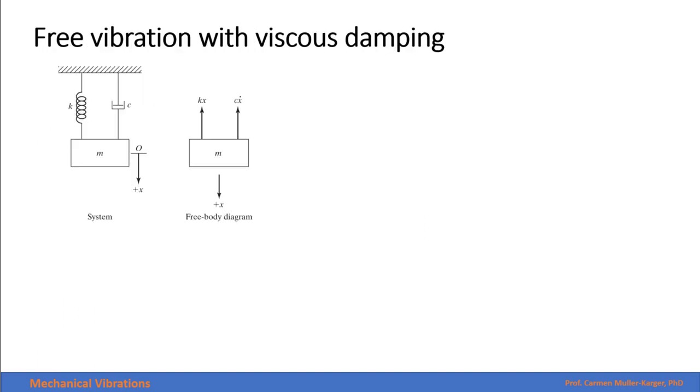If we have a system that is composed of a mass, a spring, and a damper, and we measure the x, or the motion, with respect to its equilibrium position, we will have this free body diagram. You see that we are ignoring the weight because the weight will cancel out with the static deflection of the spring. So we have the force of the spring, we have the force of the damper, and then we have the motion of our system.